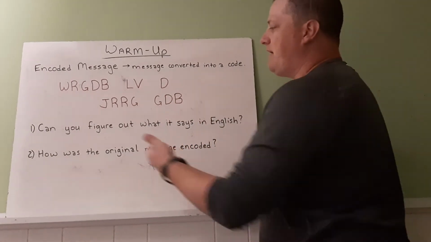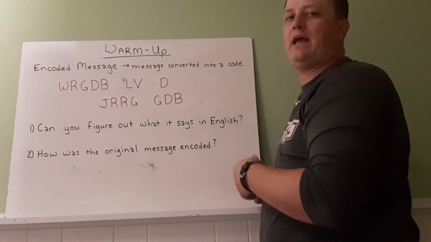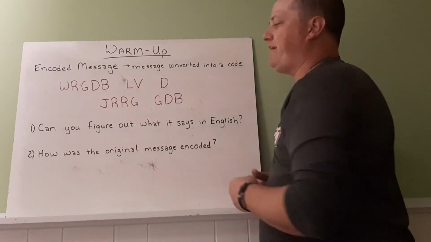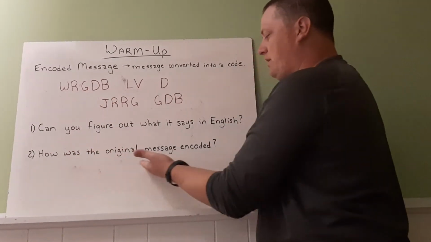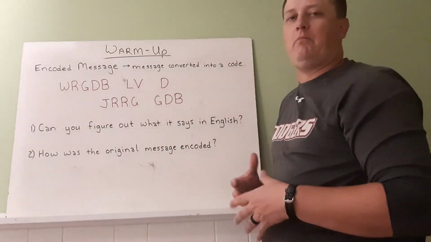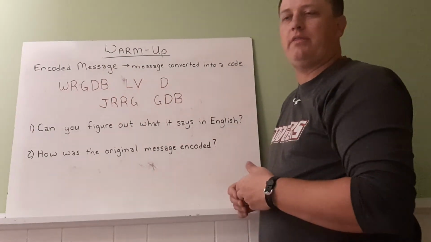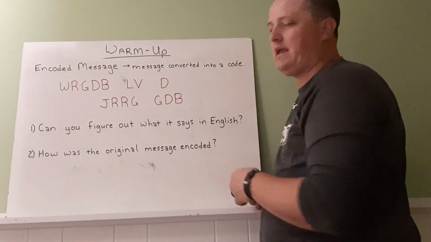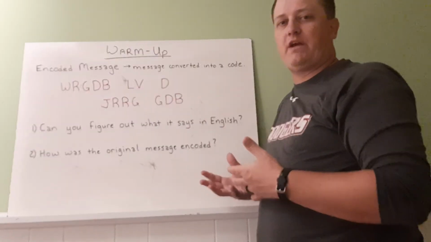So the question is, can you figure out what it says in English? Can you try and decode what I have here? And if you can decode it, I want to know, how was the original message encoded? What was the kind of math problem that created these weird words from the English original words? So try and figure this out.